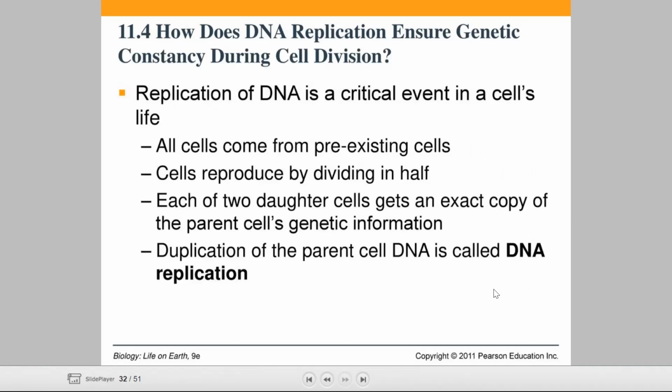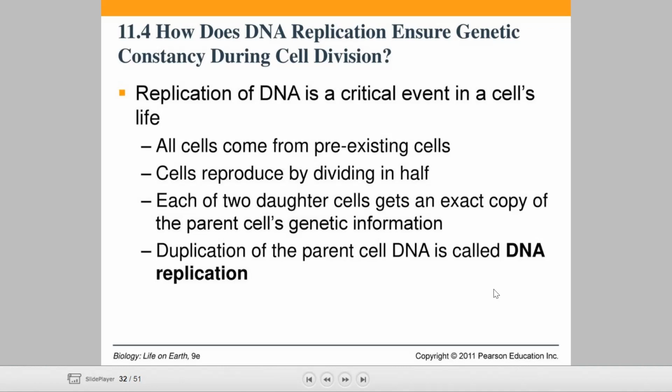Now, how does DNA replication ensure genetic constancy during cell division? This part is about the next topic, the DNA replication process. So up until this point, the discussion of DNA structure is finished, and we will move to the next part of our lesson, which is DNA replication. Replication of DNA is a critical event in a cell's life. Why? Because omnis cellula e cellula. That means all cells come from pre-existing cells. So cells reproduce by dividing in half.